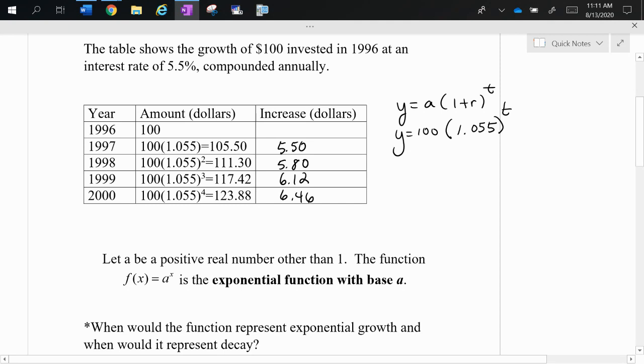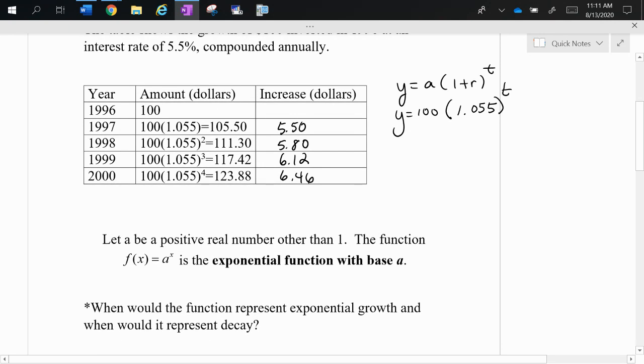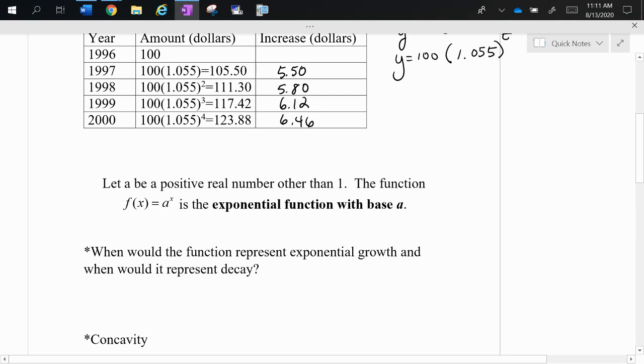So let a be a positive real number other than 1. The function f of x equals a to the x is the exponential function with base a. That's straight from the textbook. That's the definition of an exponential function. And what we know about exponential functions is that the domain of all exponential functions is all the reals. So I have all the numbers from negative infinity to infinity.